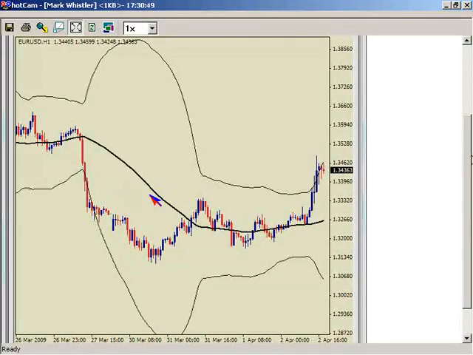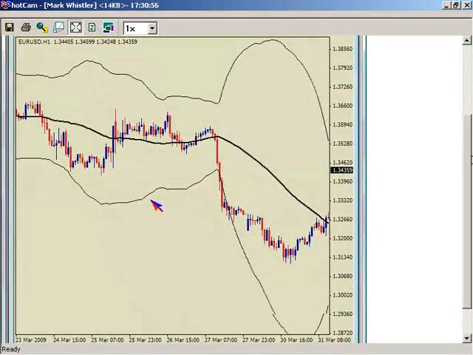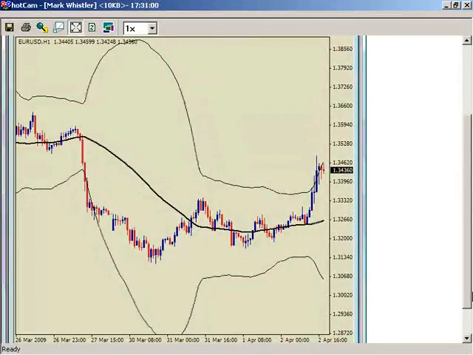Okay, so who can give me a quick one-line definition of what a pitchfork is? We've already generally discussed it: a channel with a median line. Are there any other thoughts out there?